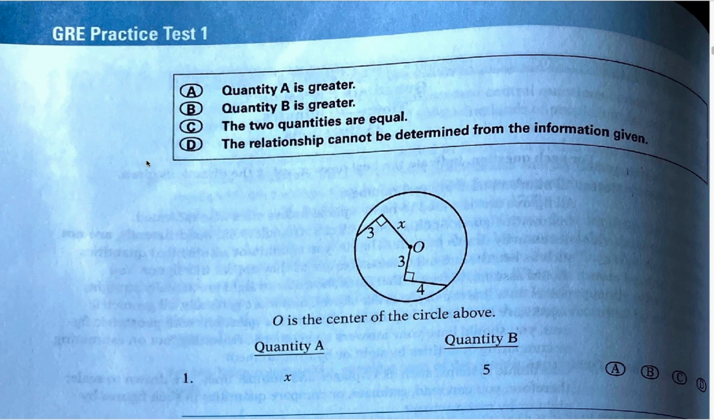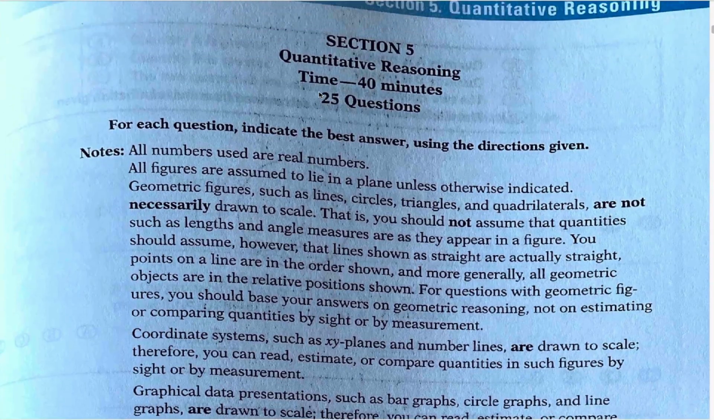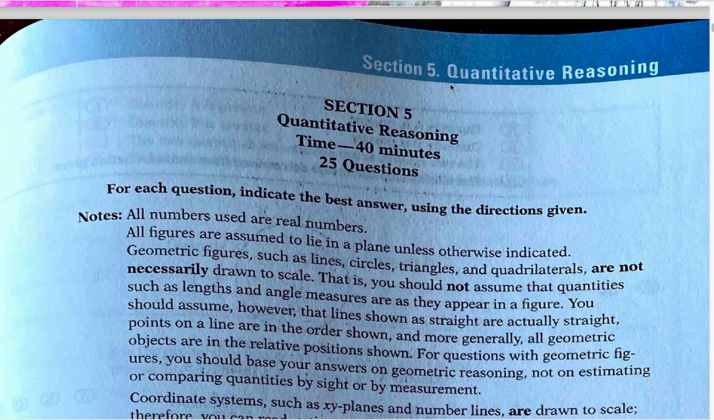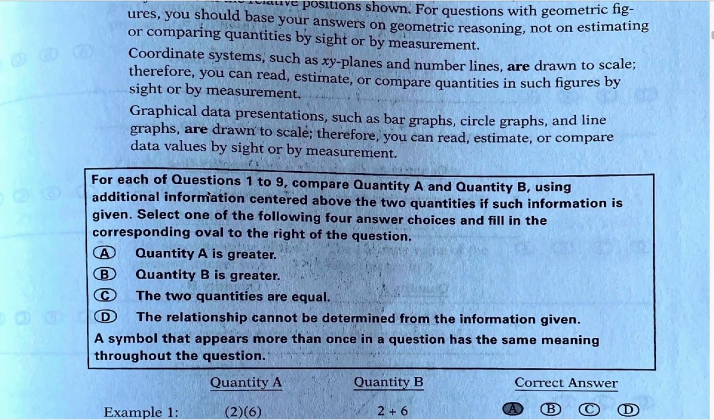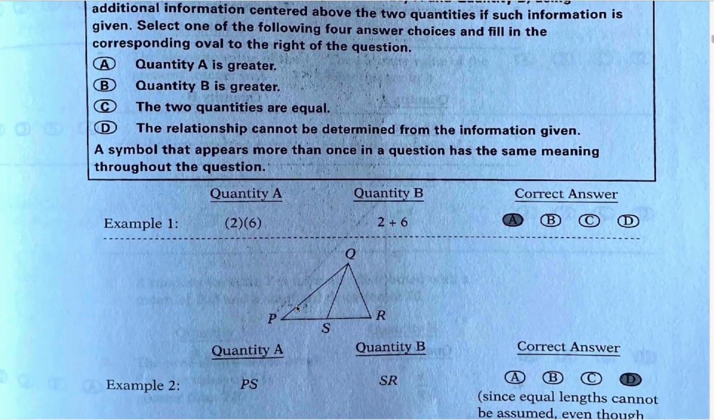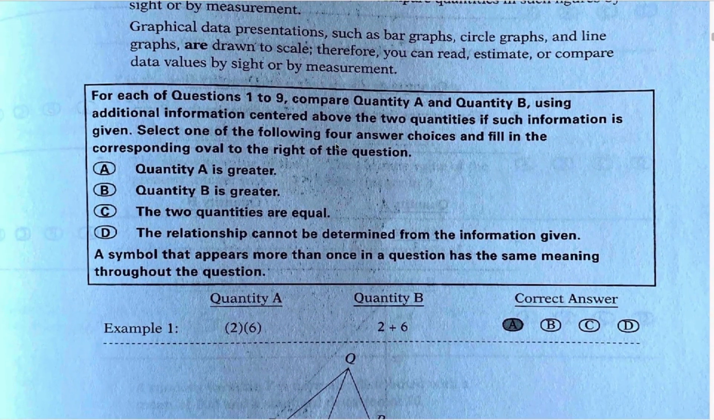All right, here's the first question on GRE Practice Test 1 in the first of the two quantitative reasoning sections, Section 5. It's worth pointing out that this problem and the 9 that follow it are all of the same type, where you're comparing two different quantities. Definitely make sure you read through this on your own time. You don't want to be wasting any of the valuable test time understanding what they're asking you to do.